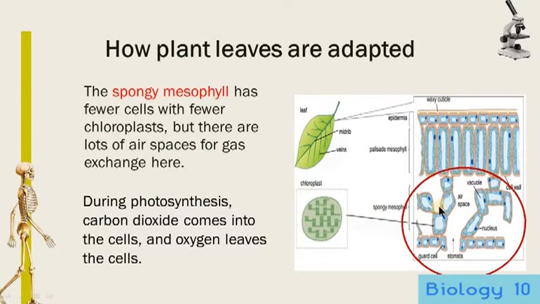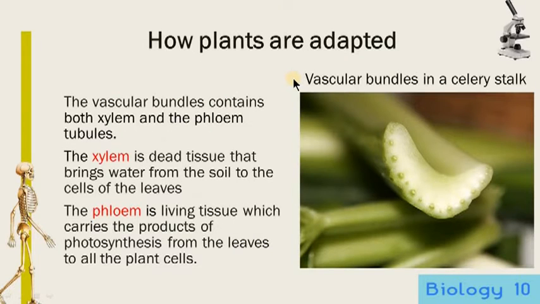This section is the spongy mesophyll. It has fewer cells than chloroplasts, but has lots of air spaces so that gases can move around. Carbon dioxide and oxygen can be exchanged in these places. Stems are known as vascular bundles. These can be larger in different plants and smaller in others. Here is a cross-section of a celery stalk.